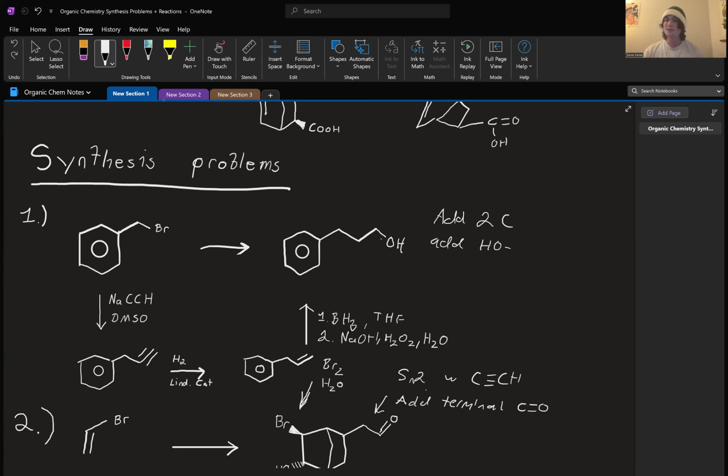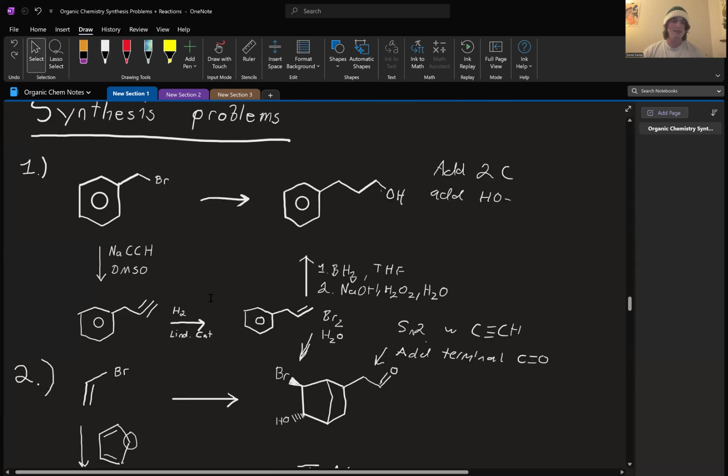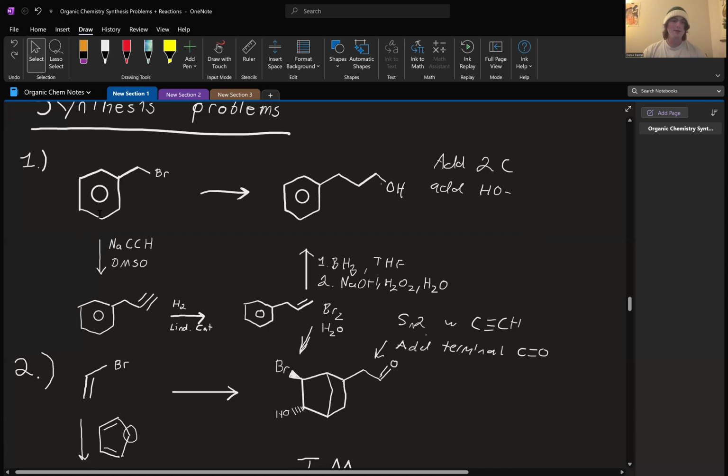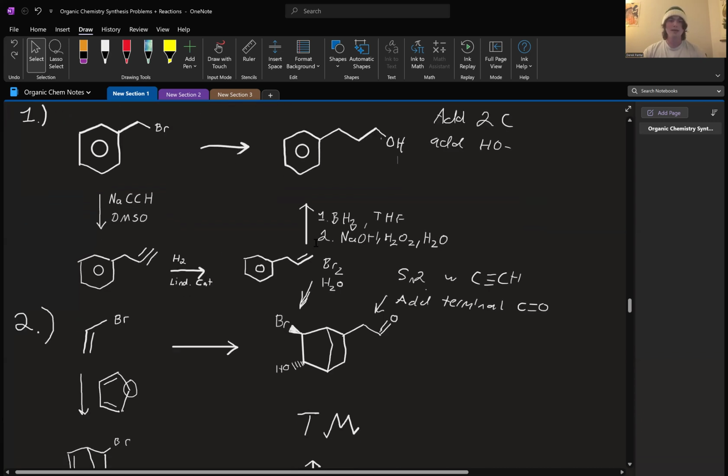And we can add carbons using a substitution reaction because we have a bromine on our starting molecule. So we can substitute that out for an alkyne, reduce the alkyne into an alkene using H2 Lindlar's catalyst, and then do hydroboration oxidation to get this final molecule here. So first react it with this SN2 reaction, where we get the NaCCH and then DMSO, a polar aprotic solvent, and this NaCCH is an addition of an alkyne. Then we do H2 Lindlar's catalyst to get this molecule here.